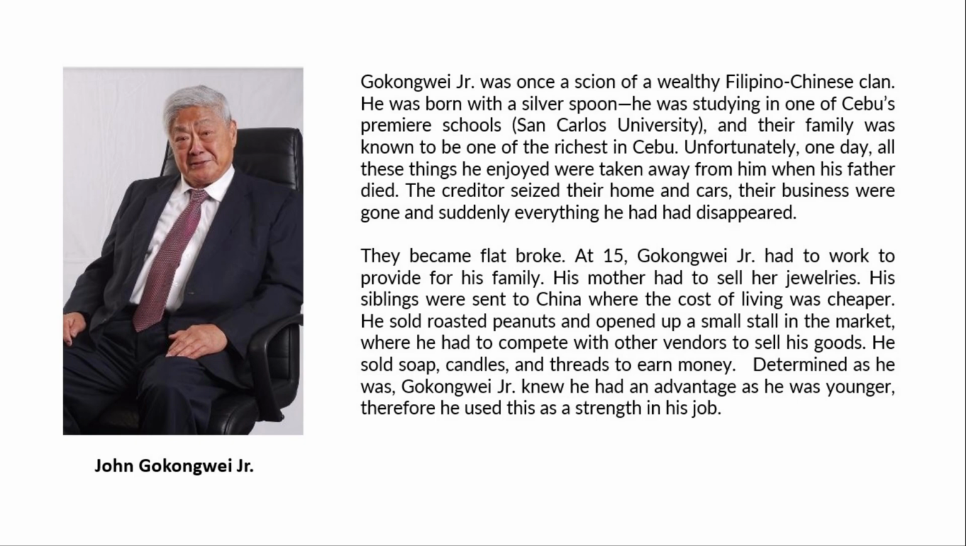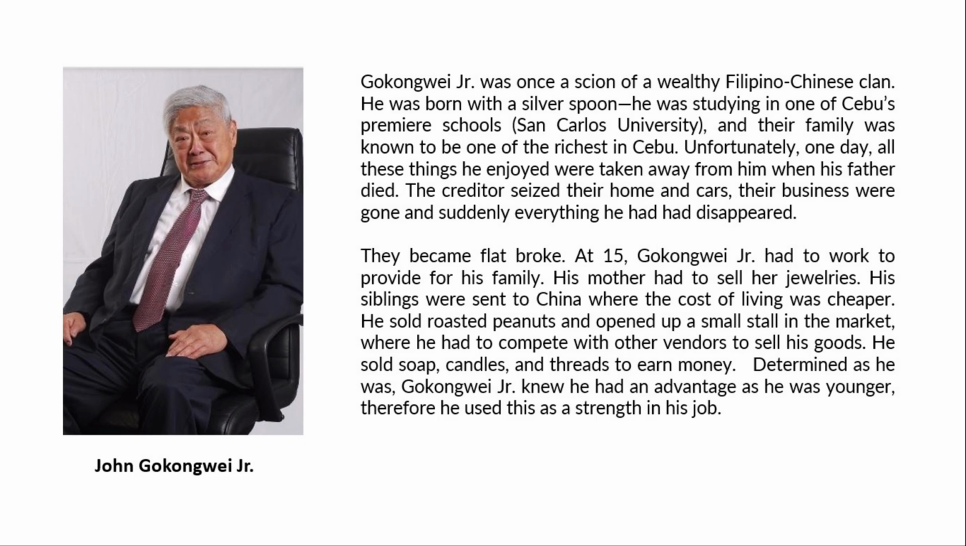At age 15, Gokongwei Jr. had to work to provide for his family. His mother had to sell her jewelries. His siblings were sent to China, where the cost of living was cheaper. He sold roasted peanuts and opened up a small stall in the market, where he had to compete with other vendors to sell his goods. He sold soap, candles, and threads to earn money.